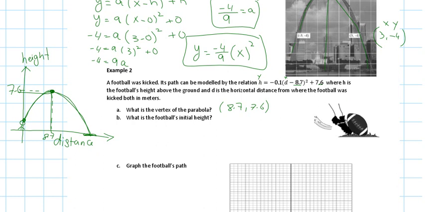Now, if I'm looking at the football's initial height, so what point am I looking for? What does initial mean? At the start. So how high was the football at the start? Was it at the highest point at the start? Yes, but the question is asking you, what is the height of the football initially? So at the start, what was the height?